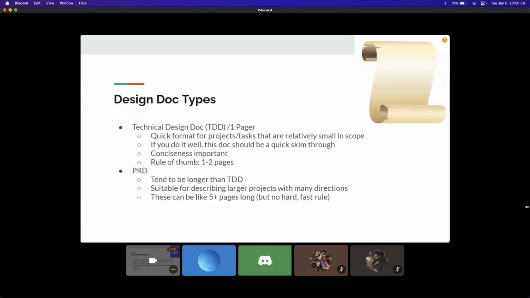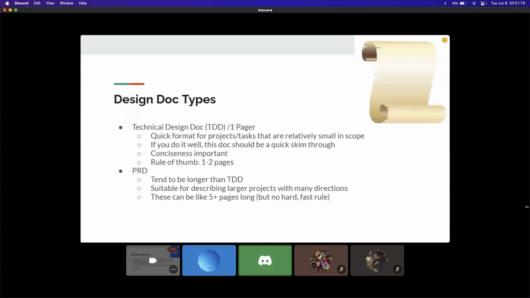So this is more for quick, well-defined tasks that are small in scope and not super big business critical impact. Now, a PRD, on the other hand, tends to be longer than a TDD, and they're more for bigger projects with a lot more complexity than a well-defined task. And these can be 5+ pages long, but there's no hard and fast rule on the page limit.